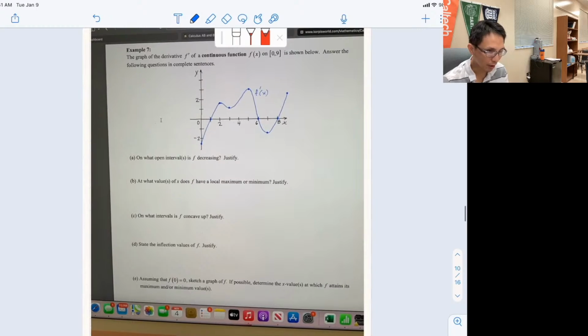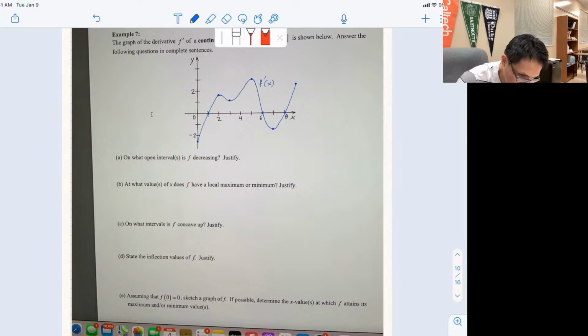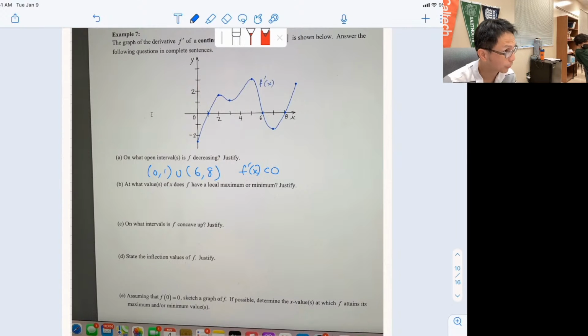Okay, so this question is great because this is the first time I'm asking you to graph it, especially part E. I'm just going to do this very fast. Hopefully I don't make a mistake like last time. Decreasing is going to be from 0 to 1, union from 6 to 8. To justify decreasing: f prime of x is less than 0, and that's how you justify.